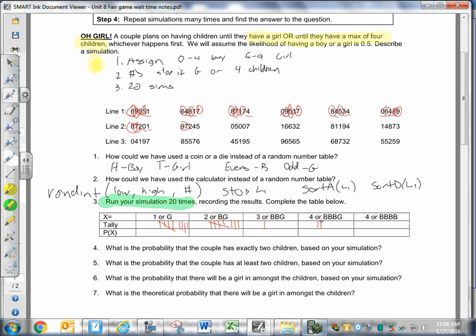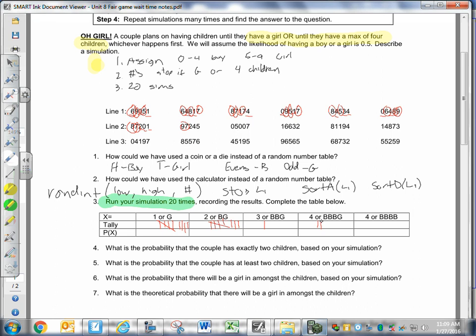I've done it 20 times. I haven't gotten 4 boys once. Does that mean we will never get 4 boys in a row? No, we just haven't done enough simulations. There should be some probability here. But we've done the simulation 20 times. We'll just pause there. We'll be able to calculate the probabilities.